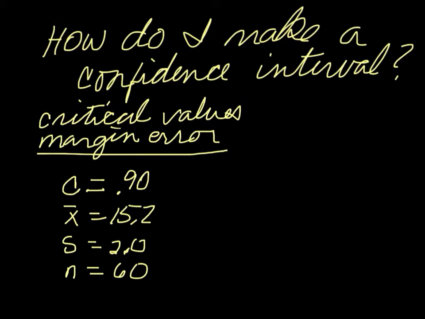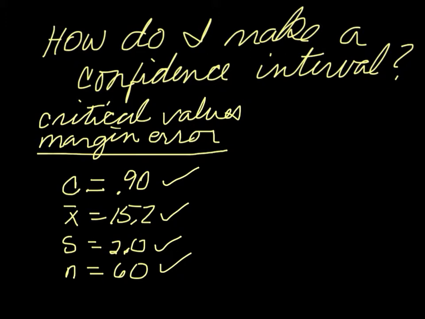So what you see here is the data available that you need to make a confidence interval. You need the confidence level so you can find the critical values. You need the mean because that's the center of a confidence interval. And you need the standard deviation and sample size to help find the margin of error.